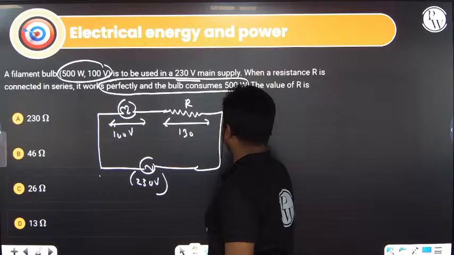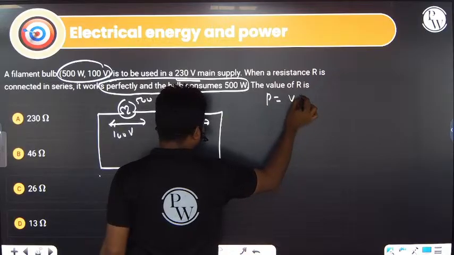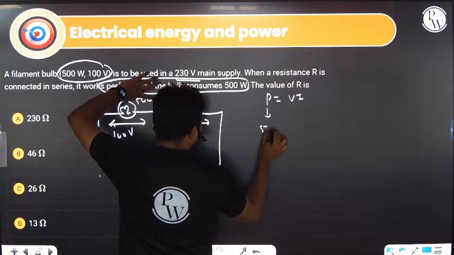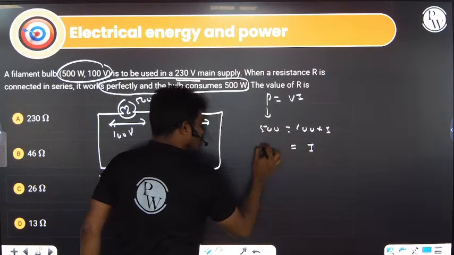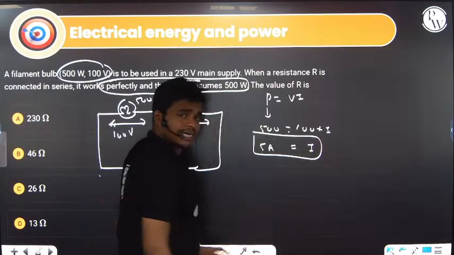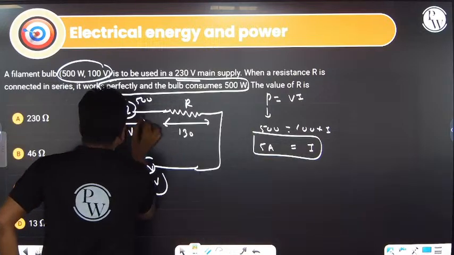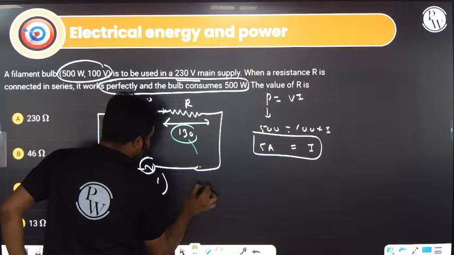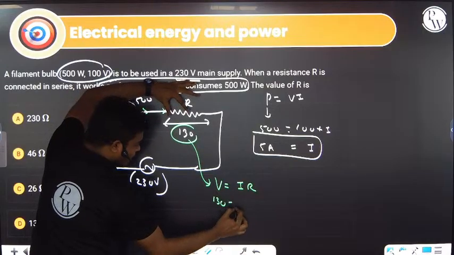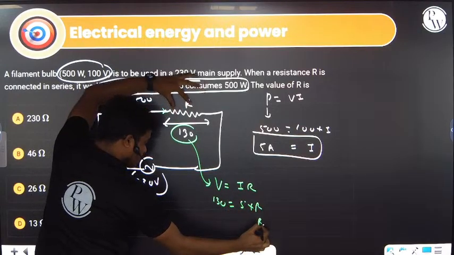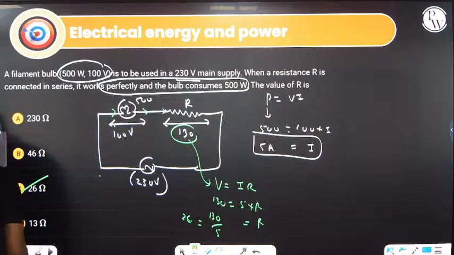Now we can calculate. What is the power of the bulb? Power of the bulb is 500 watt. There is one more formula for power: power is V multiplied by I. So 500 equals voltage 100 multiplied by current. What current value do we get? 5 ampere is flowing across this bulb. The same 5 ampere current will be flowing across this resistance as well. From Ohm's law, V equals I into R. V value is 130 and I value is 5, so 130 equals 5 multiplied by R. From that, R is 130 by 5. The answer is 26 ohm. So this resistance should be 26 ohm.